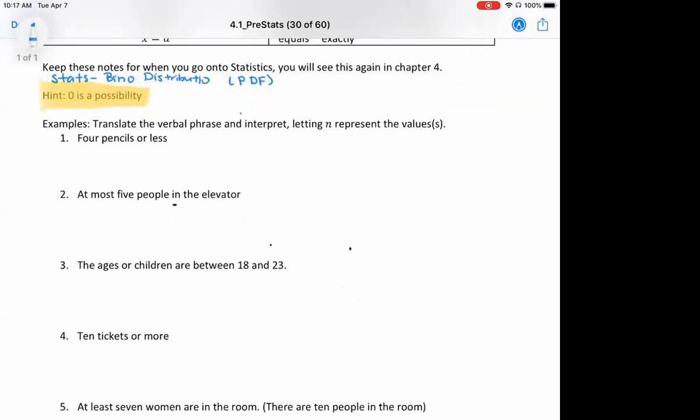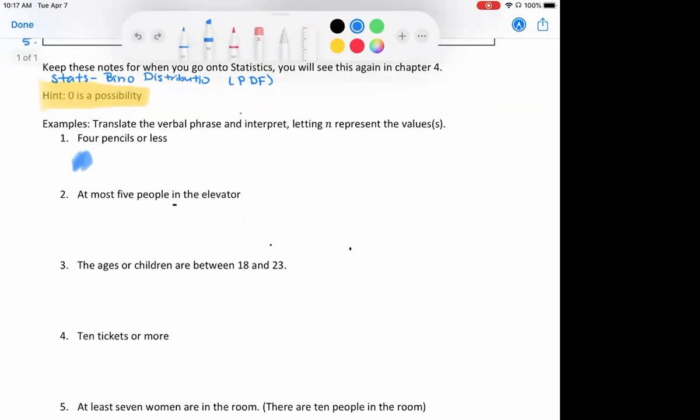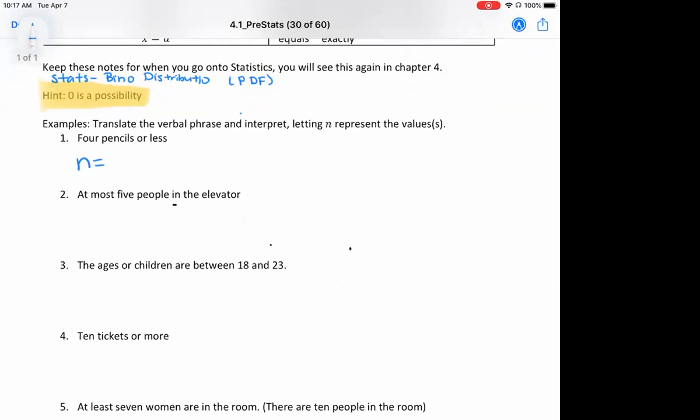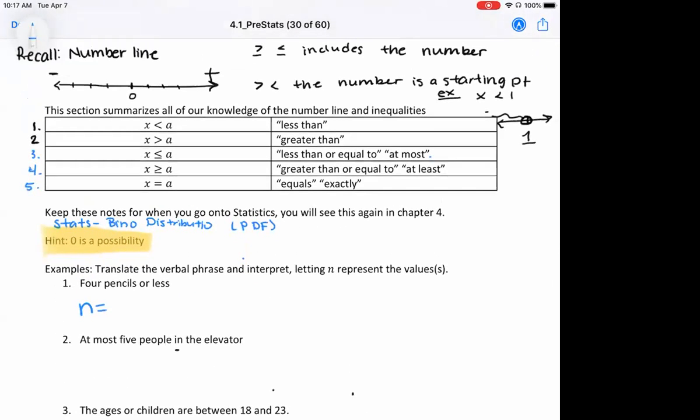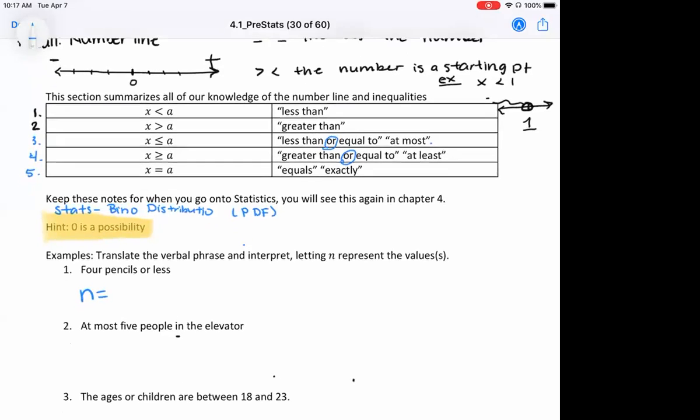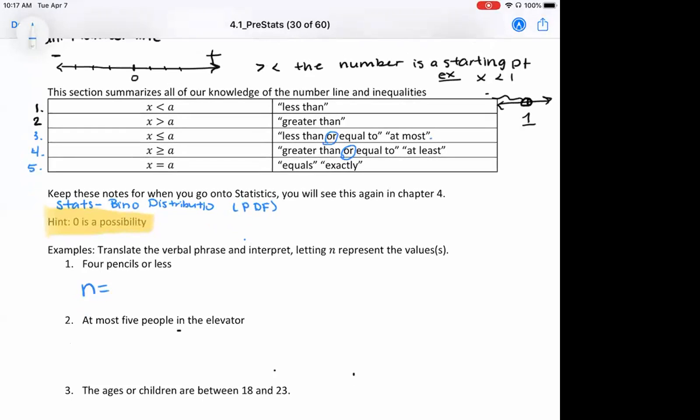So let's take a look at these. Translate the verbal phrase and interpret, letting and represent the values. All right, 4 pencils or less. So let's think of what this can be. 4 pencils or less. So how many pencils can we have? A quick little hint: whenever I have an or, just like a less than or equal to or greater than or equal to, it usually means we're going to include the number that we're stopping with.